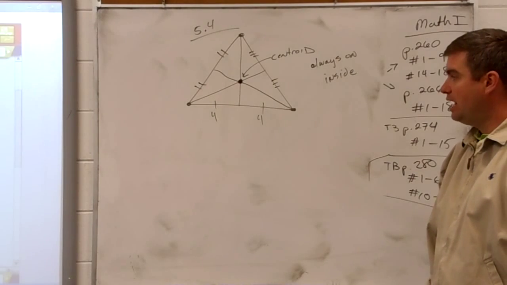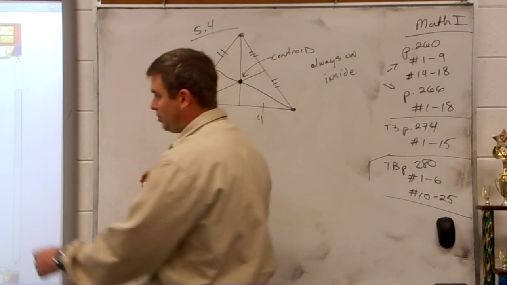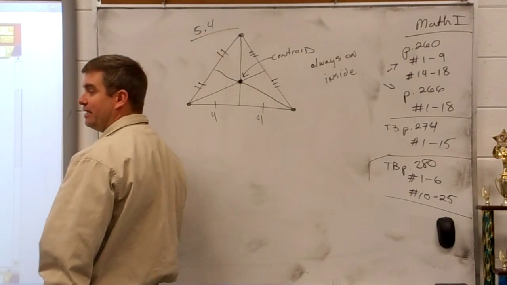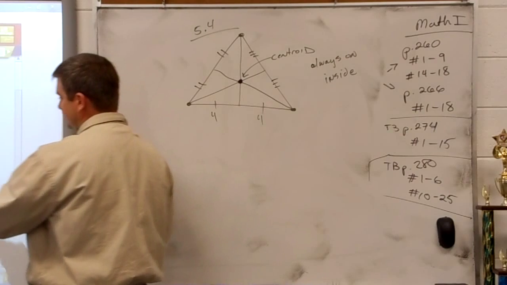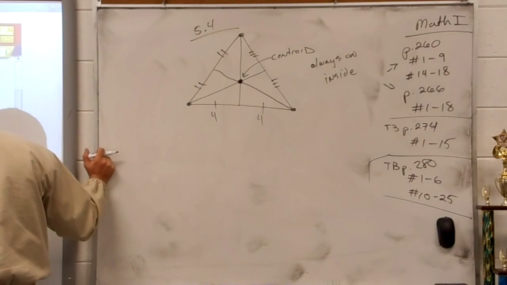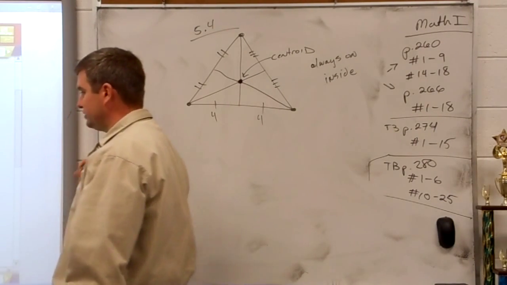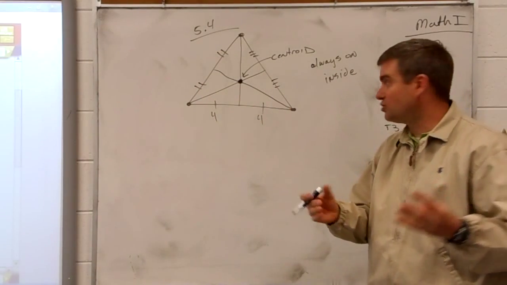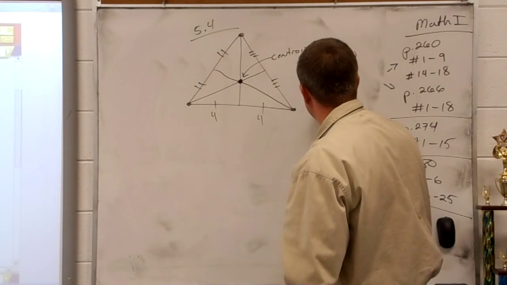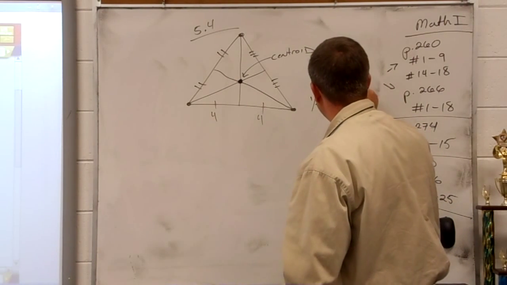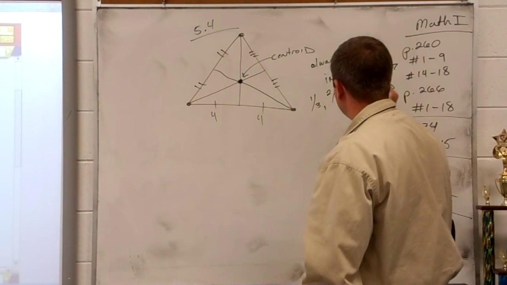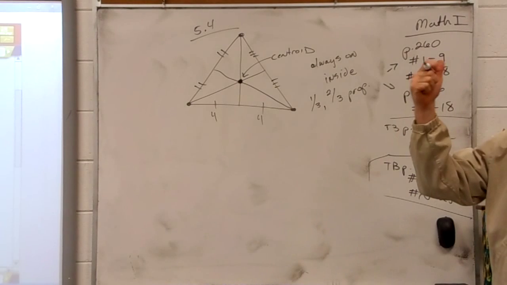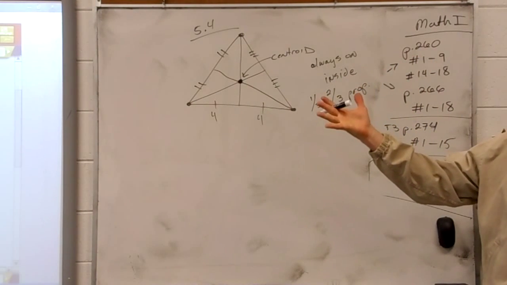Exactly right. The second special property comes from theorem 5.8. We're looking on page 278. It says the medians of a triangle intersect at a point that is 2/3 of the distance from each vertex to the midpoint of the opposite side. The centroid has a special property, and I call it the 1/3, 2/3 property. I know you don't know what that means yet, but once I explain it to you, you'll understand.